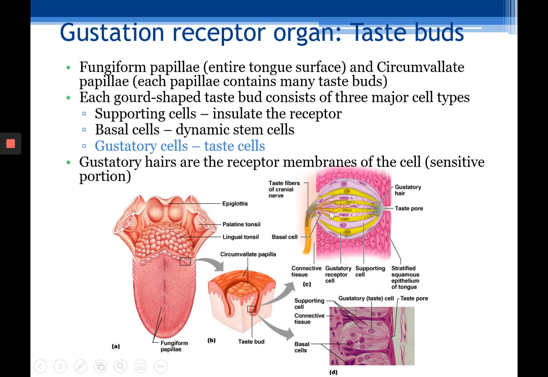So you can actually see that these receptor or gustatory cells are communicating with another neuron. We have our supporting cells in between the gustatory hairs, or cells of the gustatory. And then we also have our basal cells, our stem cells. So similar in structure, if not in function.